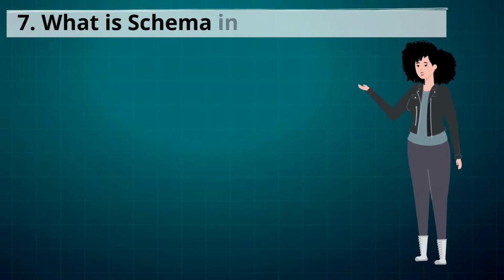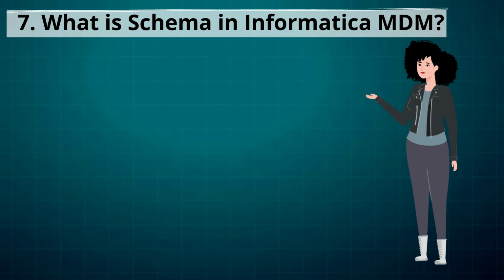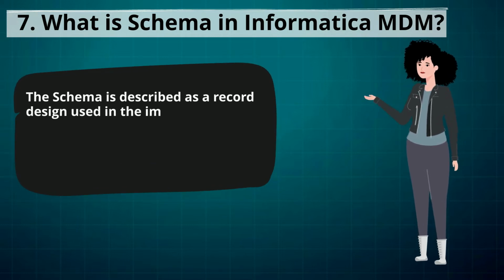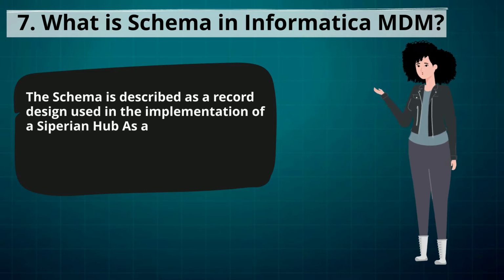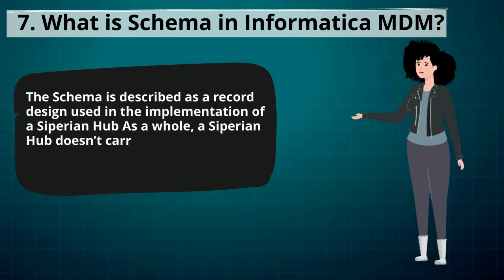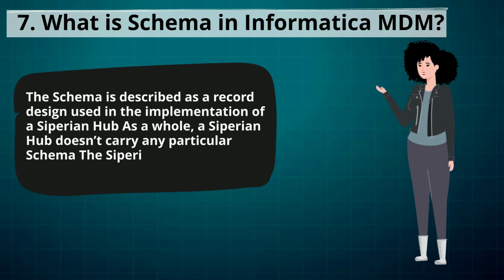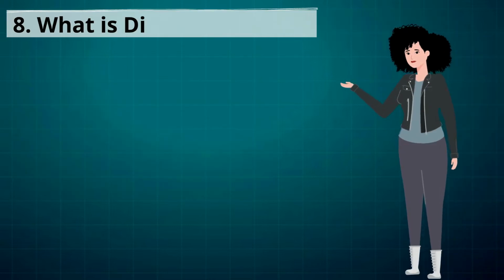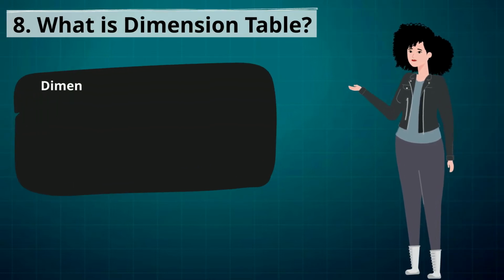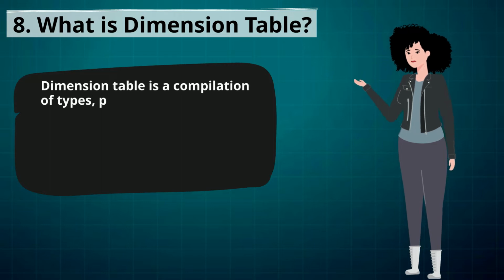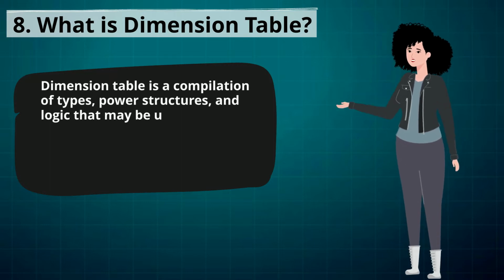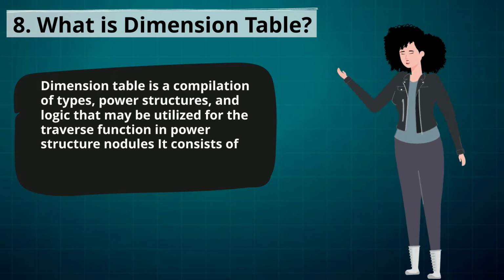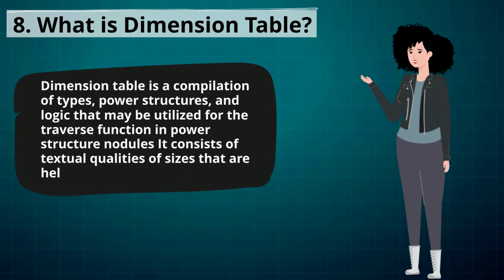7. What is Schema in Informatica MDM? The schema is described as a data model used in the implementation of a Siperian hub as a whole. A Siperian hub doesn't carry any particular schema. The Siperian hub includes a schema, and it is individual. 8. What is dimension table? Dimension table is a compilation of types, hierarchies, and logic that may be utilized for the traverse function in hierarchy nodes. It consists of textual attributes of measures that are held in the fact table.